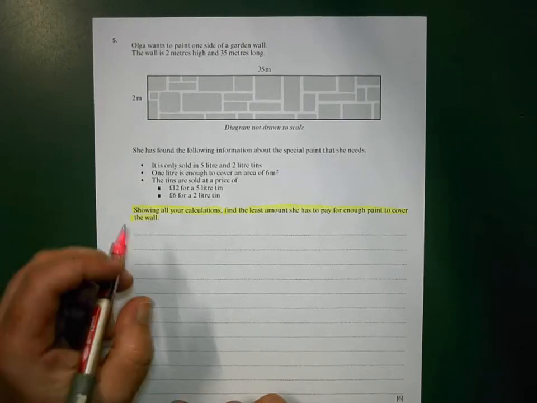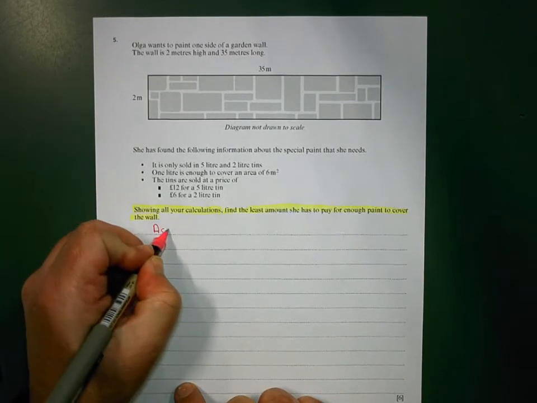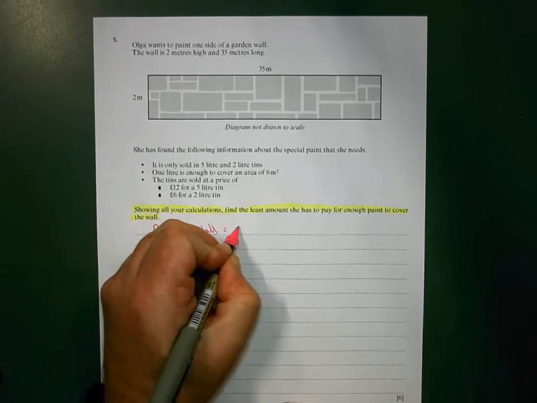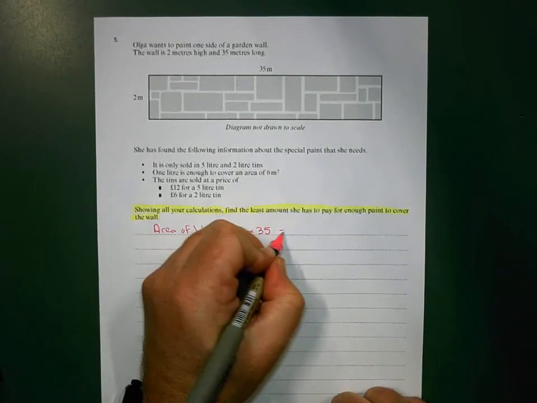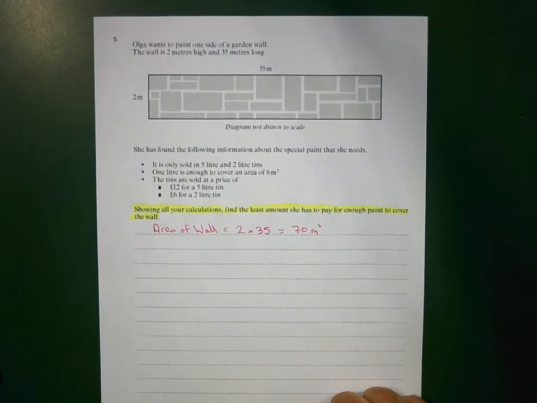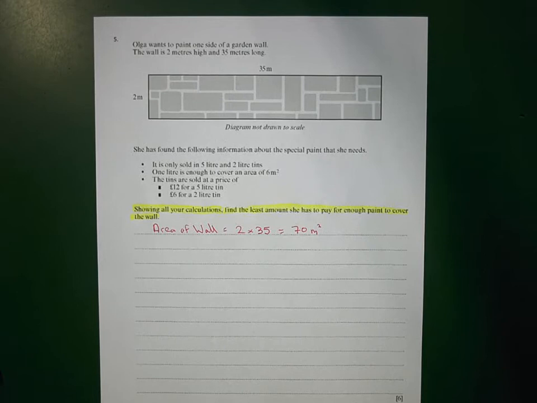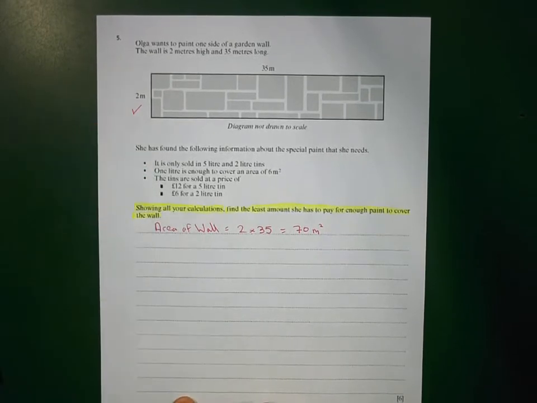Going back to what I said a few minutes ago, areas of a rectangle you would have met in primary school. Area of wall equals length times width, 2 lots of 35, 70 square meters. So that's how much surface I've got to cover with my paint. And so I can tick off that bit of information up there.